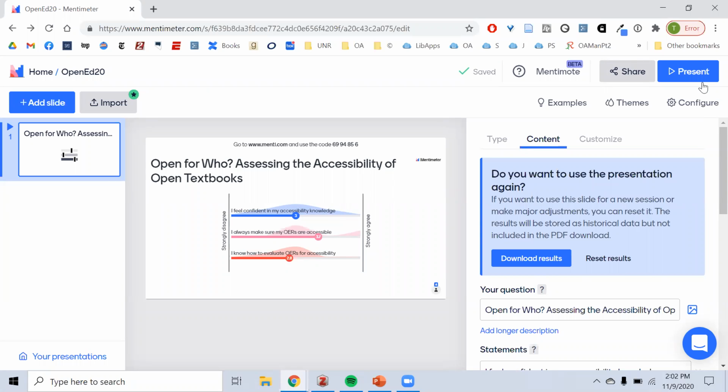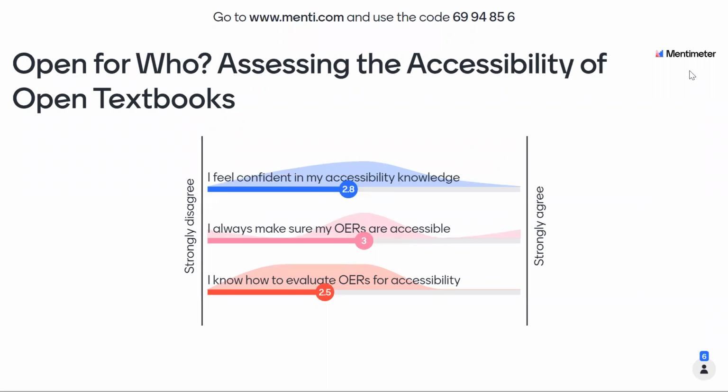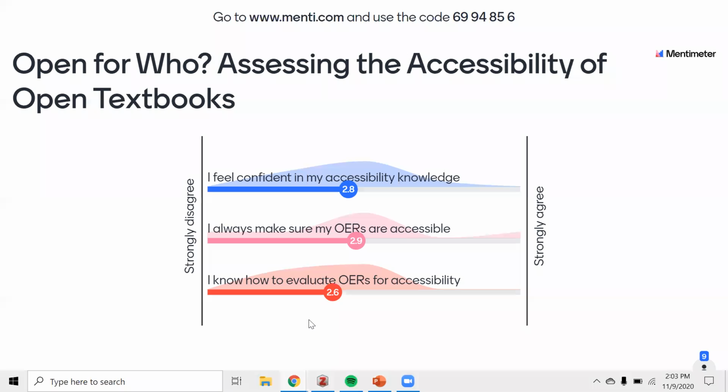We just have a few questions for everyone, and we're already starting to get answers, so thank you so much. We have 3 questions, and it's just rating from strongly disagree to strongly agree. The first is, I feel confident in my accessibility knowledge. Then, I always make sure my OERs are accessible. And then, one moment, because I just realized the waiting room thing is blocking, I know how to evaluate OERs for accessibility. So if you could all rate yourselves when it comes to accessibility.